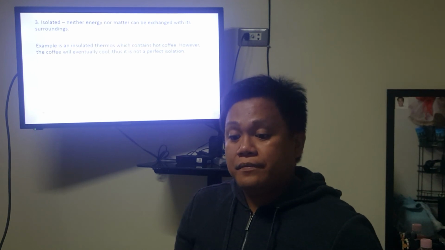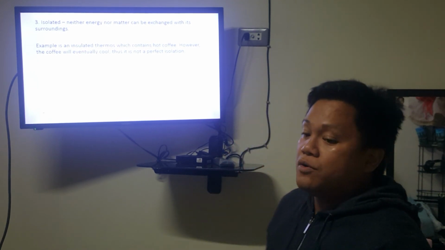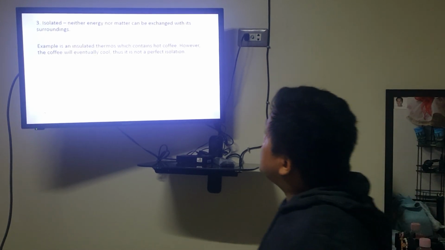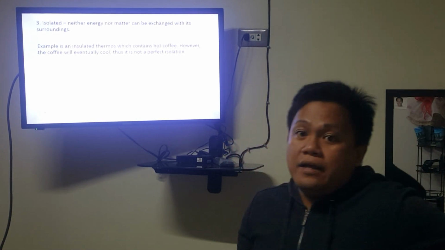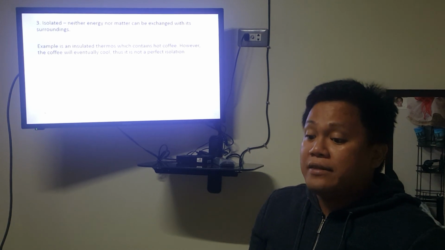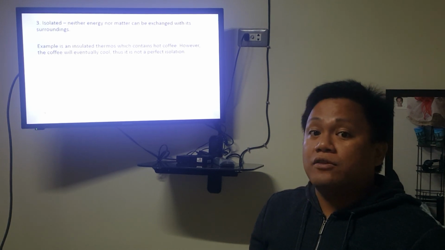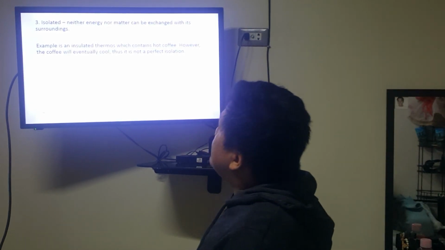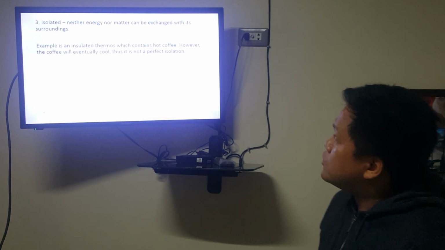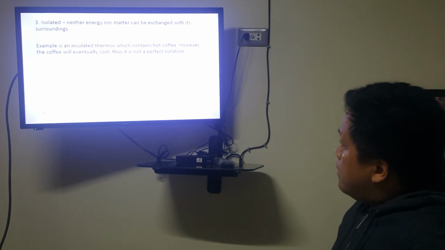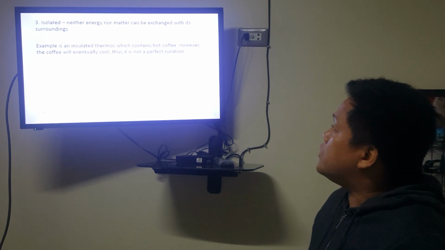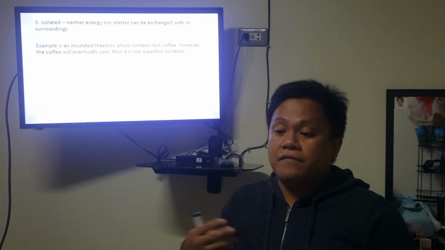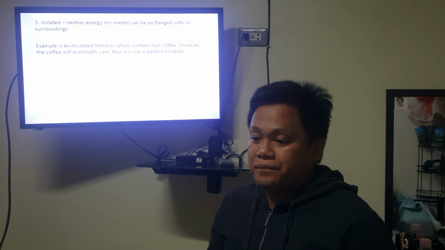Number 3, isolated. Neither energy nor matter can be exchanged with its surroundings. The example is an insulated thermos which contains hot coffee. However, the coffee will eventually cool, thus it is not perfect isolation. So, in an insulated thermos which contains hot coffee, even when it cools down, it is still coffee. Okay?